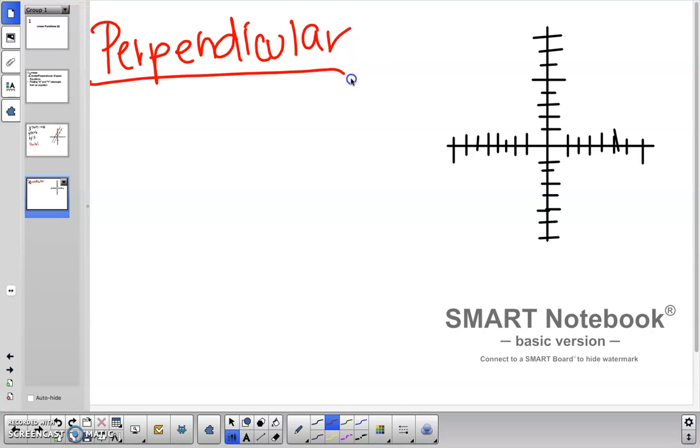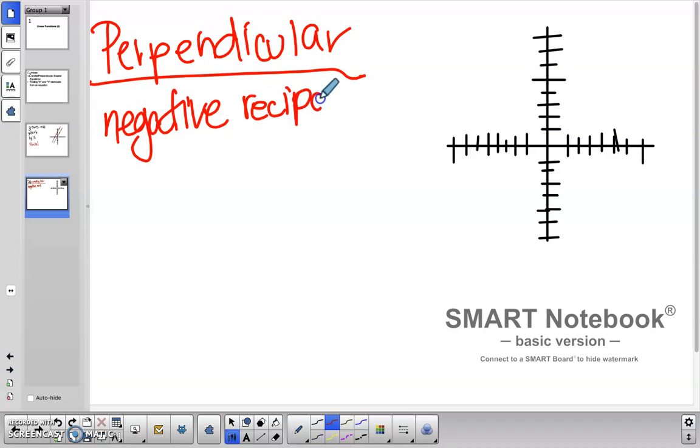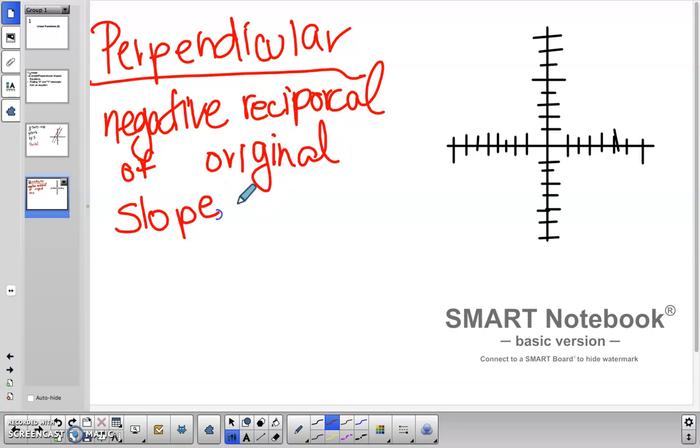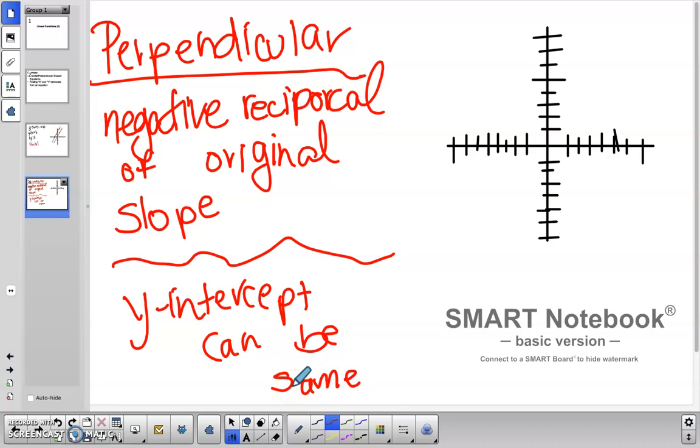So perpendicular slopes have the negative reciprocal of the original slope. But the y-intercept can be the same, right? The y-intercept can be the same. So that means I can even have the same y-intercept as the original equation, and the lines won't be overlapping because I have a different slope.